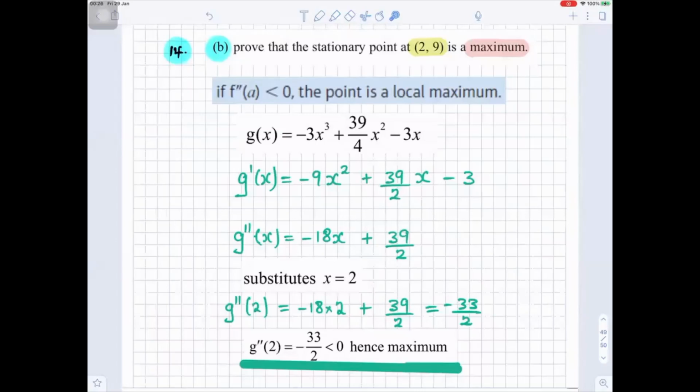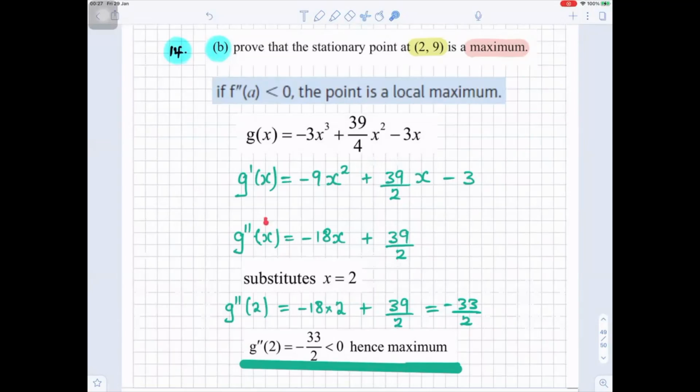But b, prove that the stationary point at 2, 9 is a maximum. You differentiate twice. That's why the g double dash of x means you differentiate twice and put in the value 2. And if it's less than 0 or negative, the point is a local maximum. So you differentiate g dash of x. When you differentiate that, it gives you minus 9x squared plus 39 over 2 x minus 3.